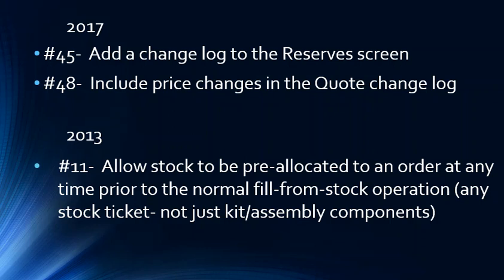And even back to 2013, which now allows stock to be pre-allocated to any order at any time prior to the normal fill from stock operation. Any stock ticket, not just kit and assembly components, which we will see more about pre-allocating in the kits and assemblies demonstration, but now you can pre-allocate material to any order. And what that does is allows you to basically assign stock bundles to an order in advance of somebody filling and pulling the material so that no other users or other orders can take that metal.